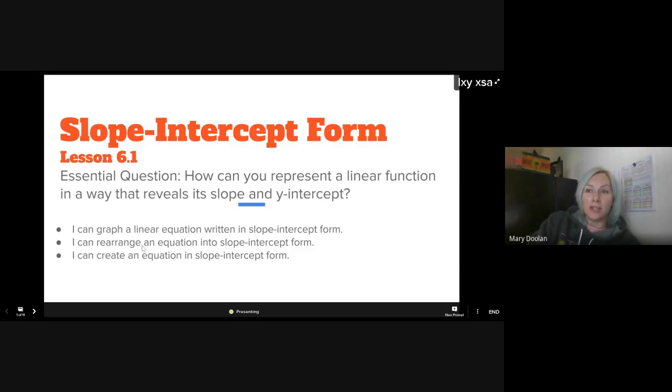I can rearrange an equation into slope-intercept form. The assignment you had in Delta Math yesterday was doing this exactly. Okay, so the fact that you were practicing in Delta Math and then we're going to do it in this lesson more specifically, you're going to be experts. I can create an equation in slope-intercept form. So given some information, you can write the equation in slope-intercept form. These are the 3 things we're going to be doing today.